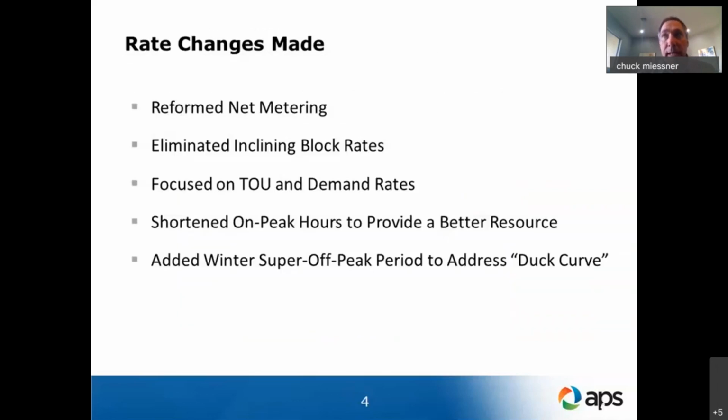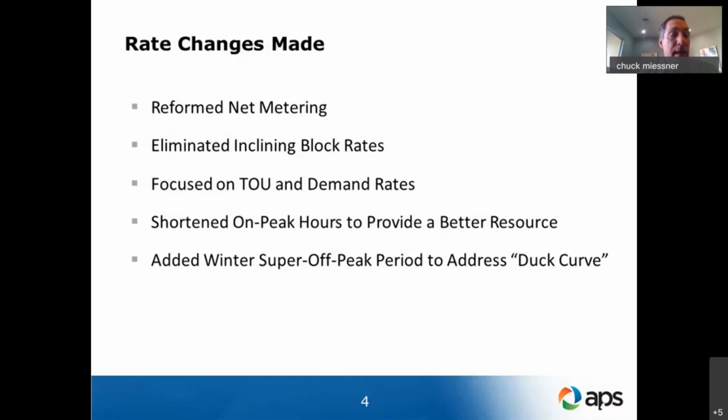So what have we done at APS? This was mainly implemented in August of 2017, so we've had it for a couple of years now. Number one, we reformed net metering. Number two, we eliminated our inclining block rates. As Ahmad said, you talk about smart appliances and you look around, and for most utilities in the country that I see, they've got the same rate designs that they had in the 1950s. And most have inclining block rates.